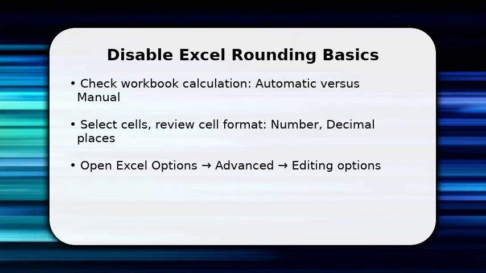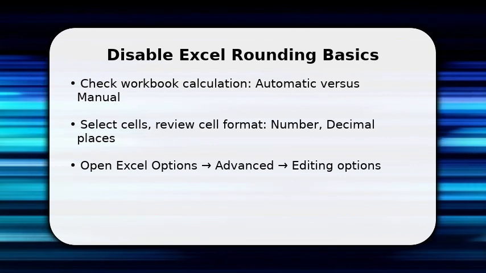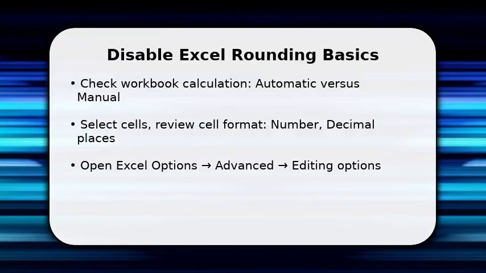Then go to File, Options, Advanced. Once there, we'll adjust display and calculation behavior. This prevents Excel from merely showing fewer decimals while keeping underlying values intact. Make these changes now to proceed to precise control.